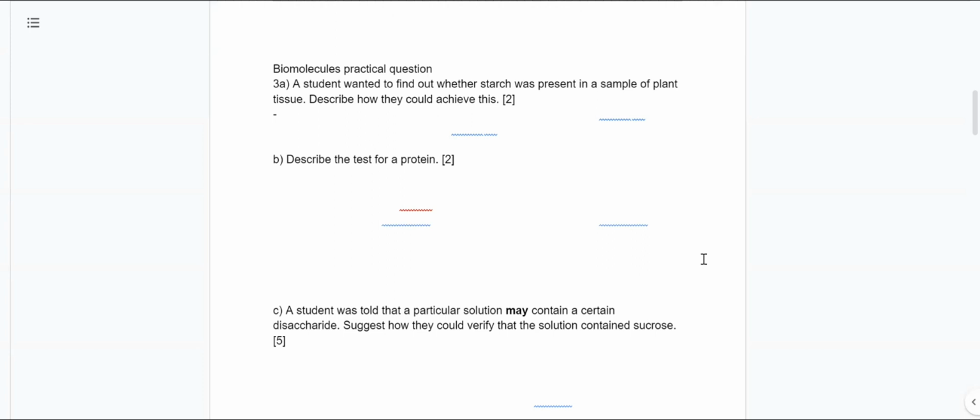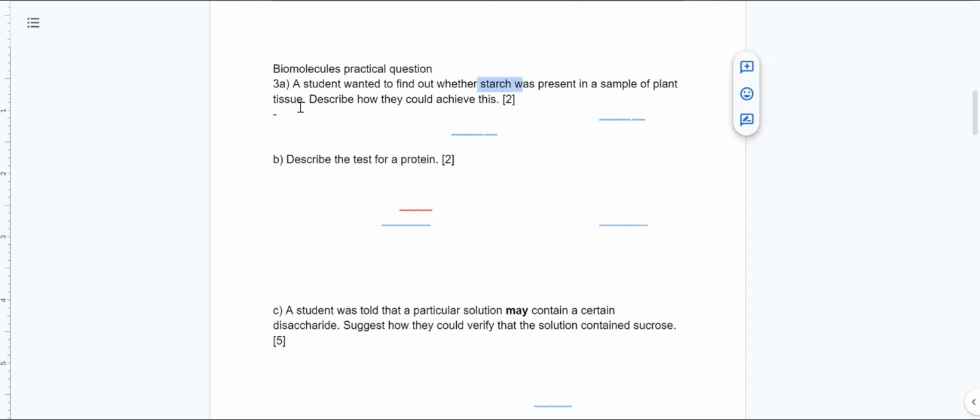Okay, so let's move on to question 3, which is our practical question for biomolecules. So usually for H2 Bio, the practical questions that test on biomolecules are most of the time food test questions. So 3 part A, a student wanted to find out whether starch was present in a sample of plant tissue. So they want you to describe the food test for the presence of starch. And basically, this is a very standard knowledge question.